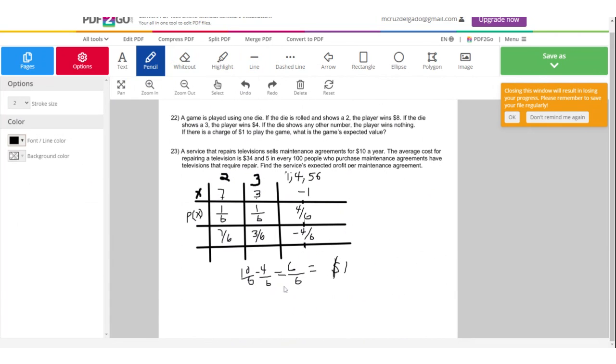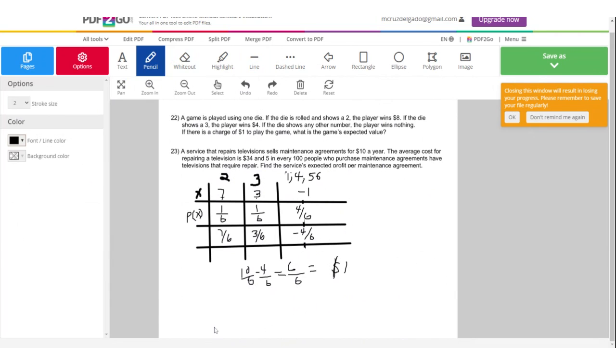All right, so this is the last one we'll do for this, unless somebody's got some requests. All right, a service that repairs television sells maintenance agreements for $10 a year. The average cost of repairing a television is $34, and 5 in every 100 people who purchase maintenance agreements have televisions that require repair.